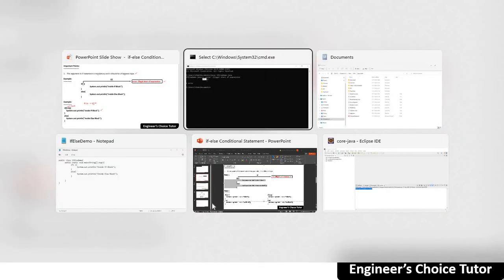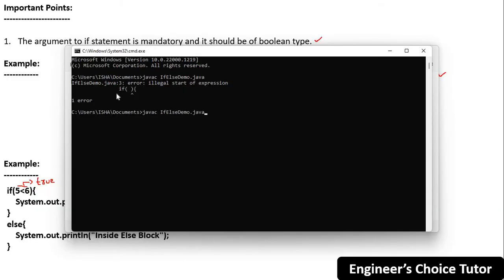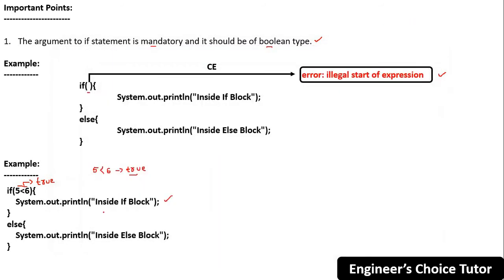If you want to check this, go to the notepad again and write here 5 is smaller than 6, save this file, go to the cmd and compile once again. Compiled fine, run it, java, what is the class name, IfElseDemo, hit enter. See, inside if block you got the output, right? And that's what we have discussed. This is the output inside if block because the condition is true here.